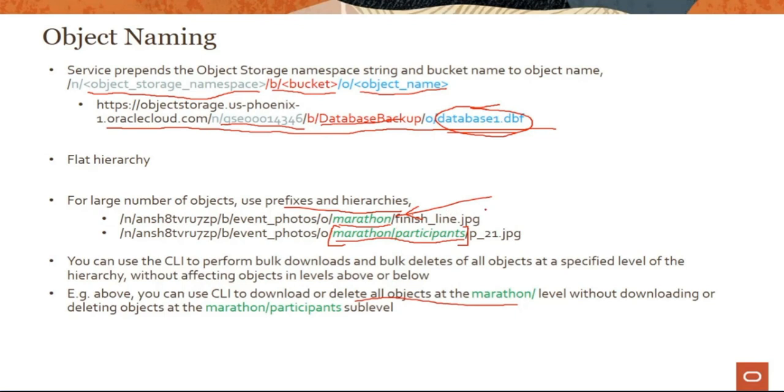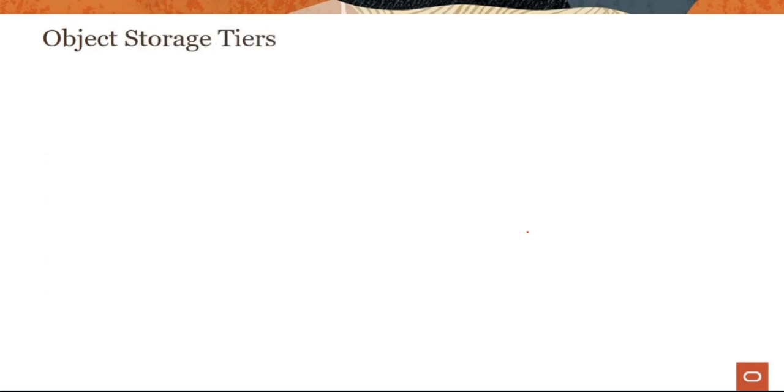And if you want to operate at all those objects as one, you could use the marathon prefix. If you want to have participants here, you have 100 participants and you have a bunch of those objects, you could operate at them using marathon slash participants prefix, right? So that's some of the ways you can operate on large number of objects, particularly because object storage itself doesn't have any kind of hierarchy. It's a flat hierarchy structure. So with that, let's just complete one more slide and we'll quickly jump into a demo.